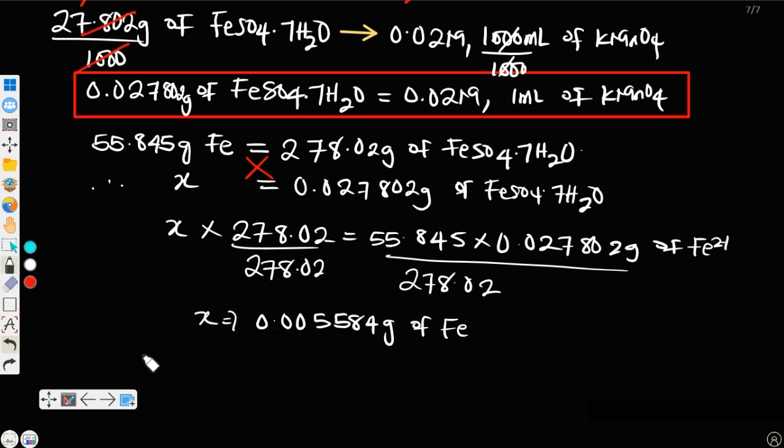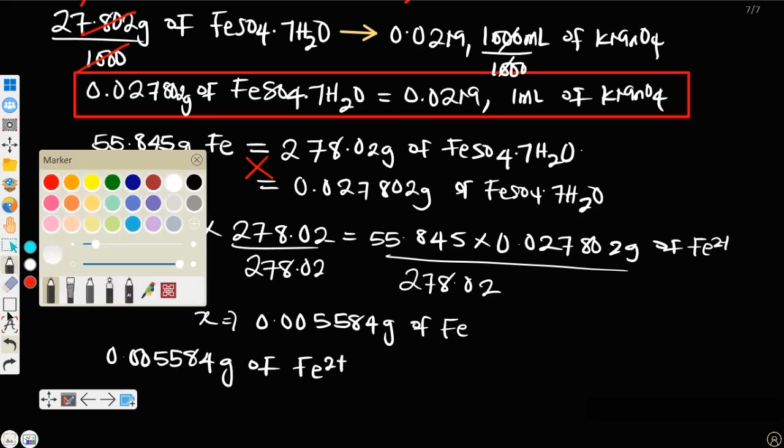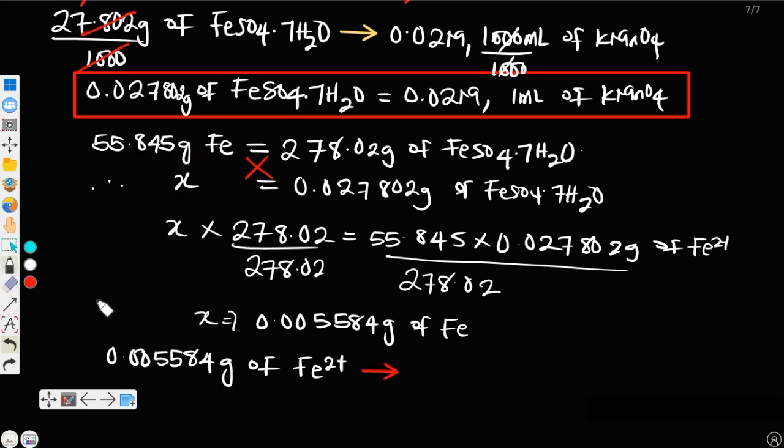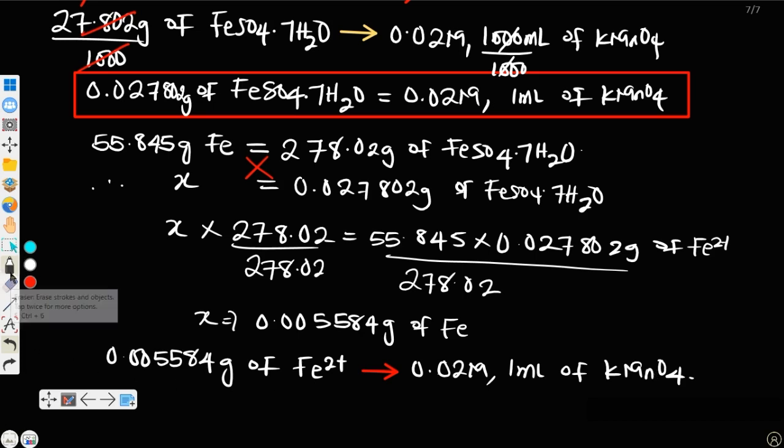So we can now say for only the iron, you have 0.005584 gram of iron 2 plus, which is the iron present there, reacting with 0.02 molar, which is what you have here, of 1 mil of what? KMnO4. True or false? True. You understand now? So this is our second milli equivalent for only iron alone.